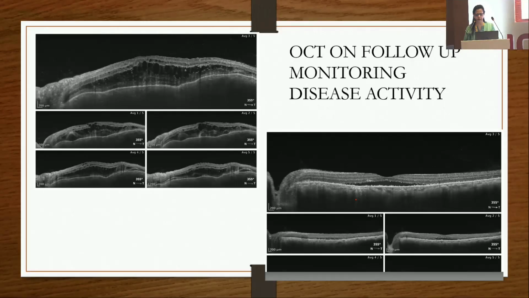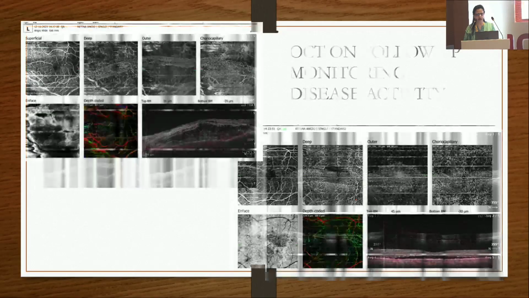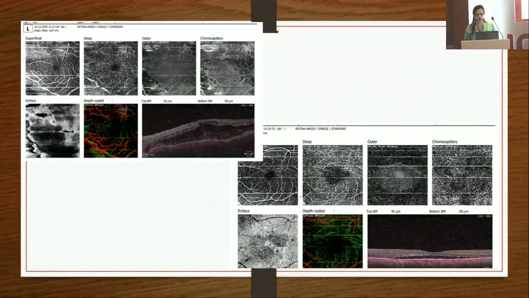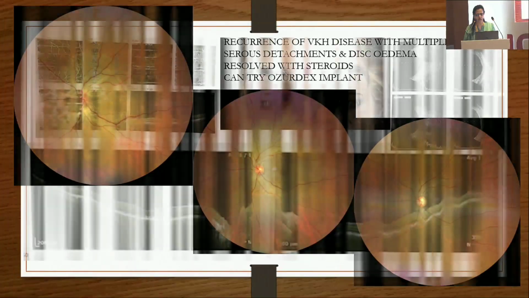The RPE undulations have now gone, the choroidal architecture is coming back. Again, this is seen on the OCTA also. You can see the choriocapillaris coming back. In the previous slide, you can't see the choroidal architecture. So this is on follow-up.